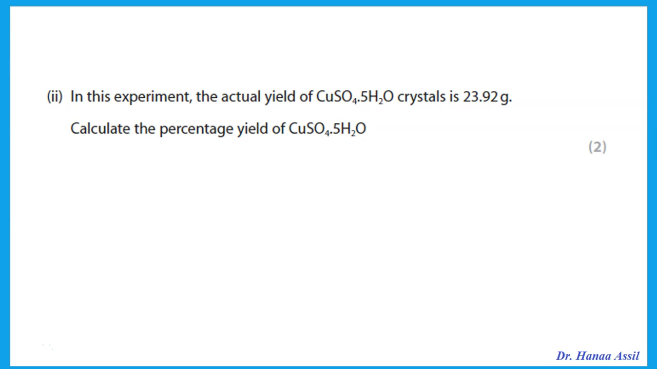In this experiment, the actual yield of crystals is 23.92. So remember, we were supposed to get 29.9, but actually when we do any experiment, the actual mass that is obtained is usually less than what we calculate. So what is the percent yield? How do we get percent yield? The mass obtained, which is the actual yield, over what was calculated. We calculated that we should get 29.9, times 100, and that means the percent yield is 80%.